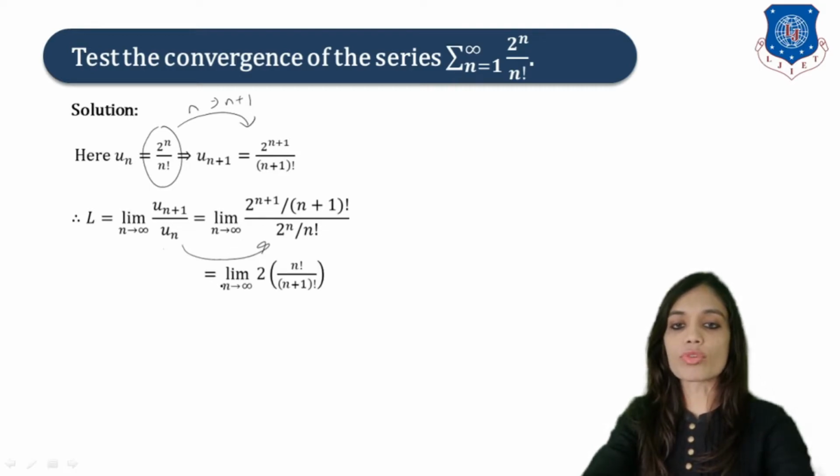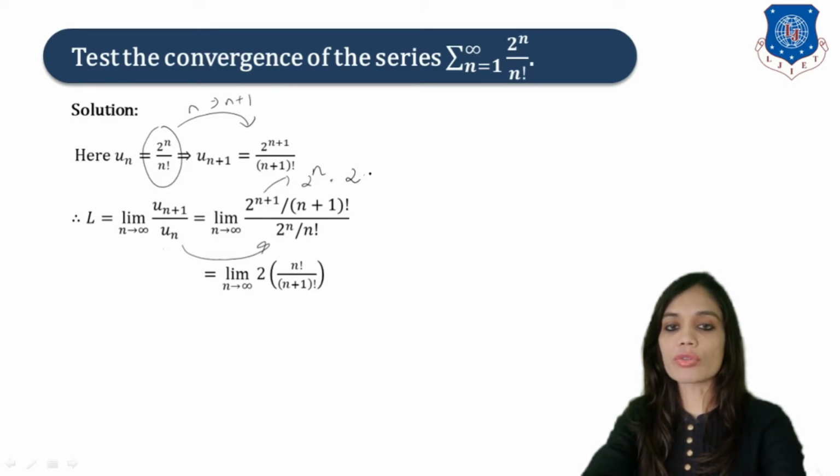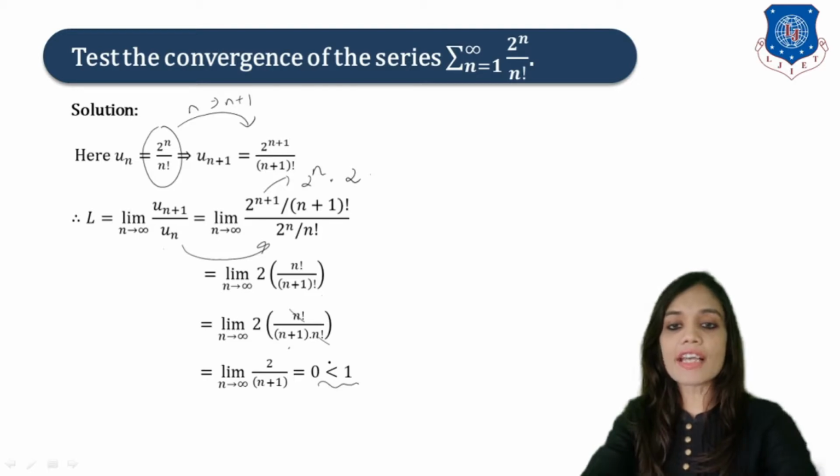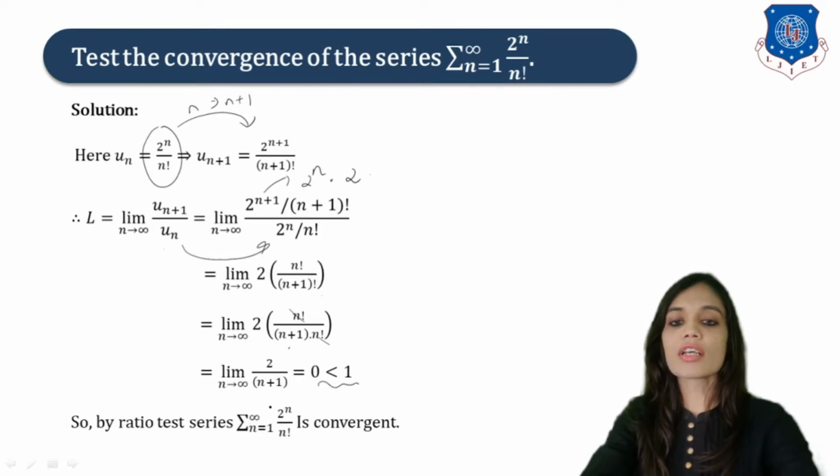Now rearrange the terms. You will get limit n tends to infinity 2 times n factorial upon n plus 1 factorial, because 2 raised to n plus 1 can be simplified as 2 raised to n into 2. Now we can write n plus 1 factorial as n factorial into n plus 1. Now these two get cancelled out. Finally solve the limit. As n tends to infinity, this will go to 0, which is less than 1. So L is less than 1, and we can say that by the ratio test the given series is convergent.